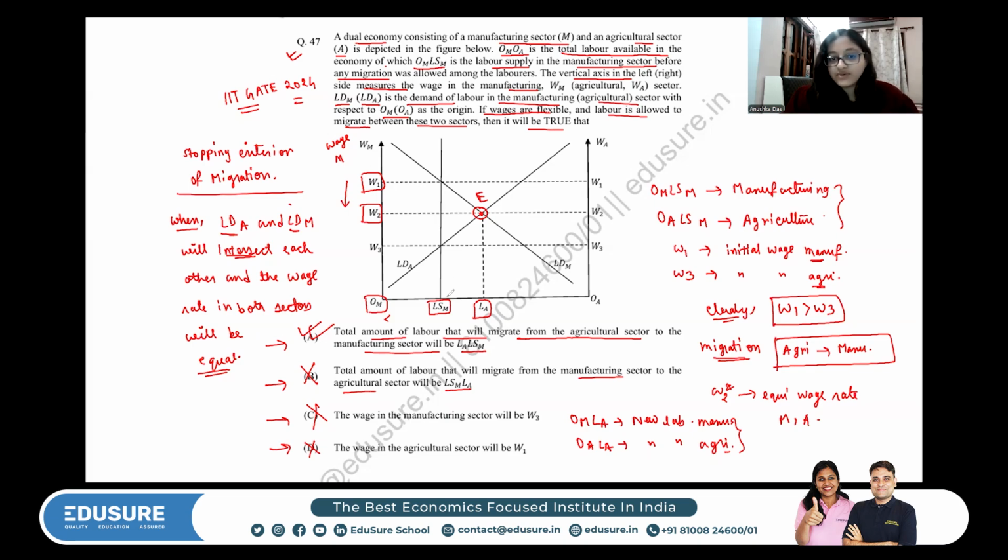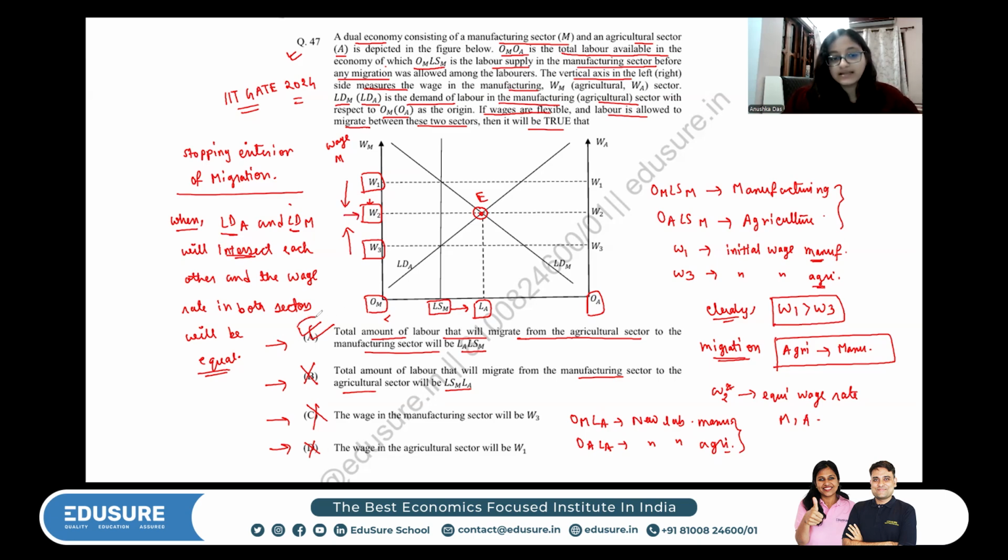Wage rate can only fall if you increase the amount of labor employed, in the manufacturing sector particularly. So if you increase the labor from this to this, then this wage rate will come down and ultimately reach the equilibrium wage rate, which is W2. And in the agricultural sector, the wage rate initially was W3, and now people migrate from the agricultural sector to the manufacturing sector. Hence, due to the scarcity of labor, the wage rate will rise, and ultimately both will stop at W2.